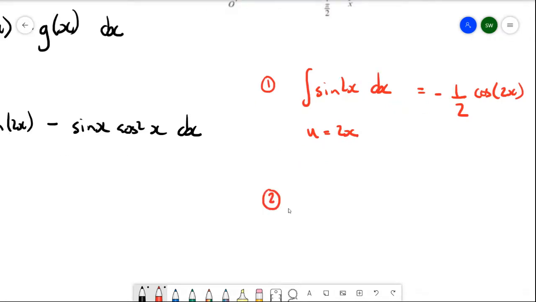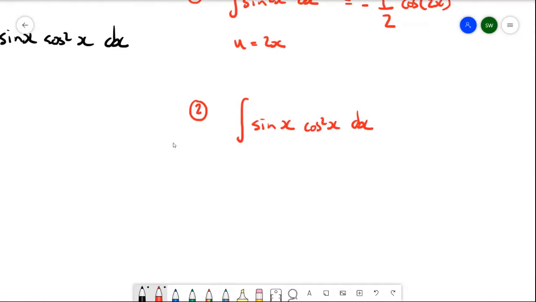We also need to integrate the second term. I'm going to leave the minus out of it. And I'm just going to work out what's the integral of sine x cos squared x. Okay, so this one might not be as obvious. I'm going to use a substitution. I'm going to let u be cos x. And the reason I'm doing that is because du by dx is going to be minus sine of x. So I've spotted that sine is related to the derivative of cos.